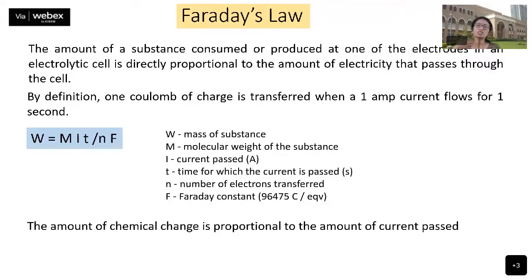Now there is another law which you should know, which is Faraday's law. The amount of substance consumed or produced at one electrode in the electrolytic cell that we discussed is directly proportional to the amount of electricity which will pass through that particular cell. So this particular formula is very important. W is equal to MIt/nF, where W is the mass of the substance which is deposited and M is the molecular weight of that particular substance. I is the current passed. n is the number of electrons transferred in that particular electrolytic reaction, and F is your Faraday constant, which is nothing but 96475 coulombs. So the amount of chemical change, you should remember, is proportional to the amount of current which is passed. So that is the essence of Faraday's law.